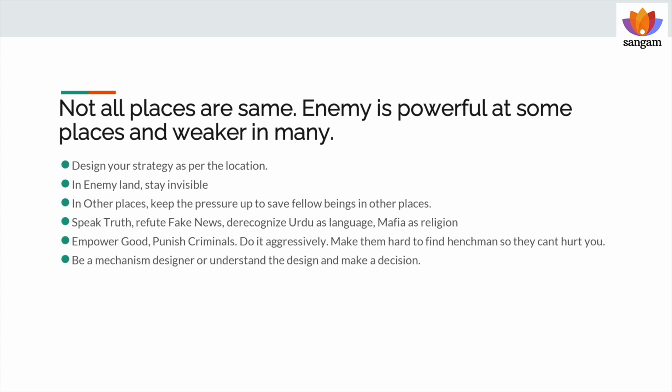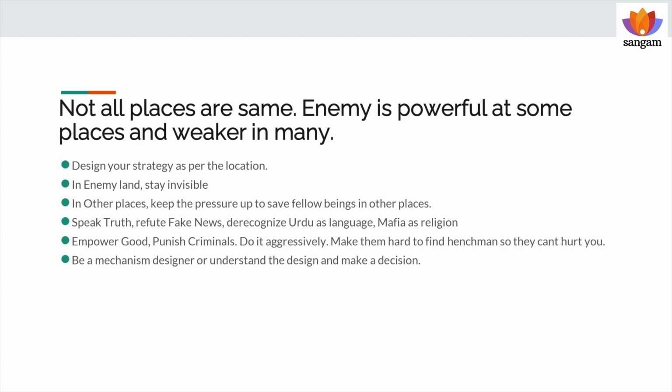This is all bad, we know: killing innocents, raping or exploiting kids for their sexual pleasure. These are criminals. Once you start eliminating them, the enemy will have a tough time finding their henchmen. If they don't find their henchmen, they will not be able to harm you. So these are the methods that you can use without coming out in the open.